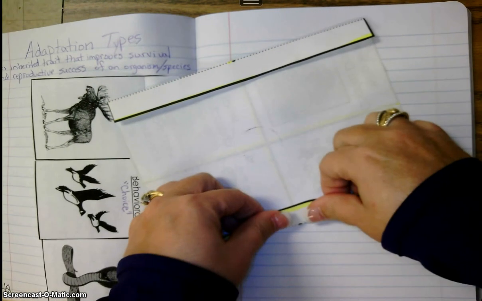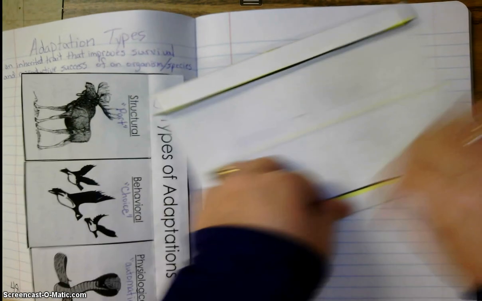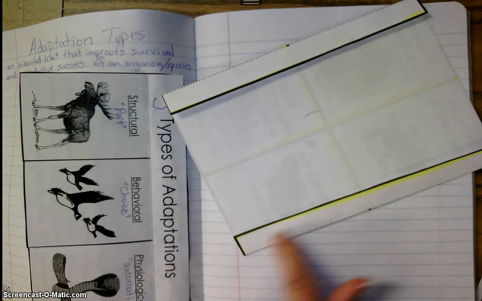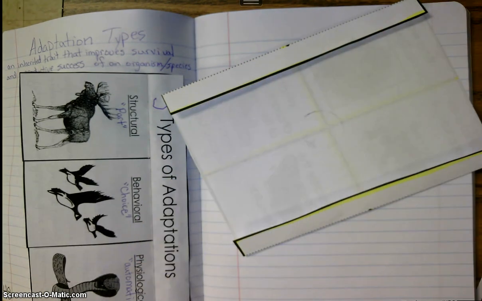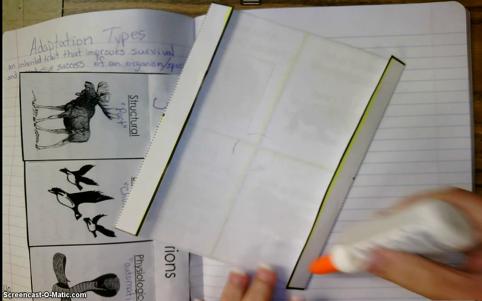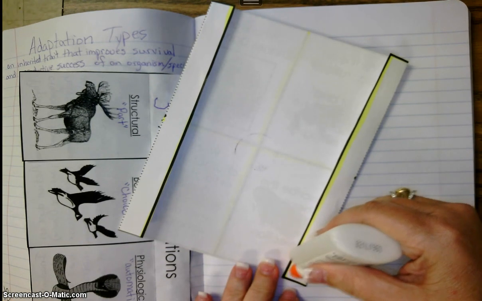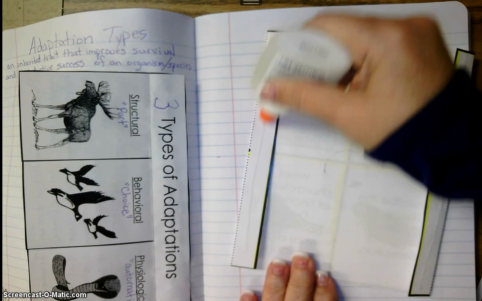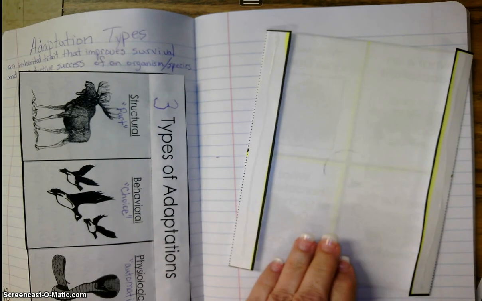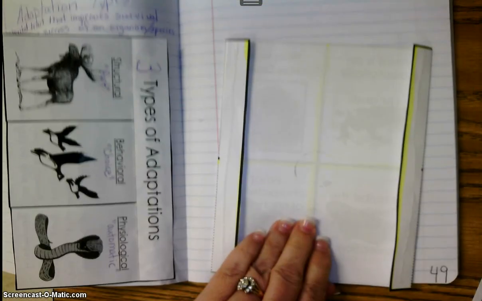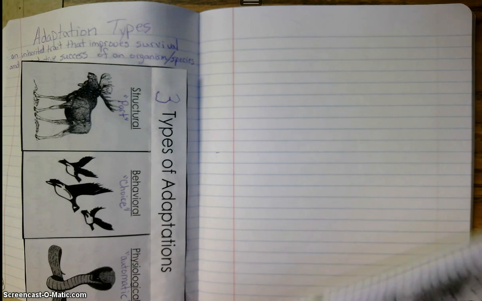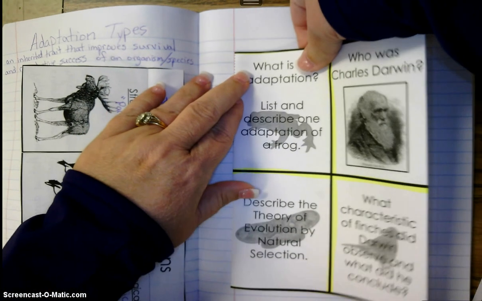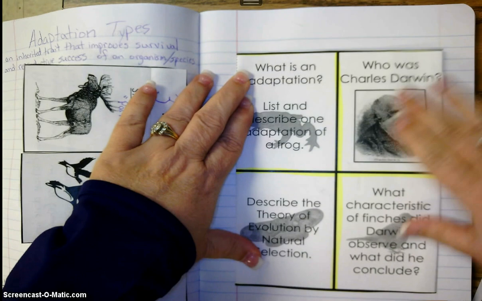And this side you'll also fold. Notice I didn't finish cutting. I'm doing the folds first. And then I'm going to put glue on just the flaps. And so here is a thin line of glue on both of those flaps. And this is going to be glued down to page 49 in my journal. Probably line it up with that red margin would be a good placement.